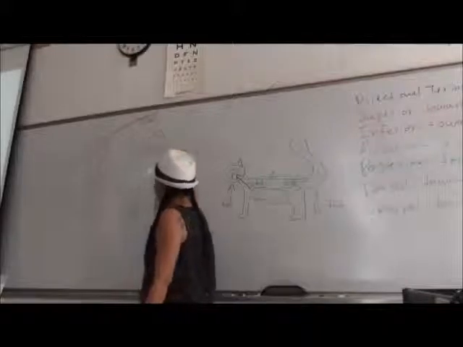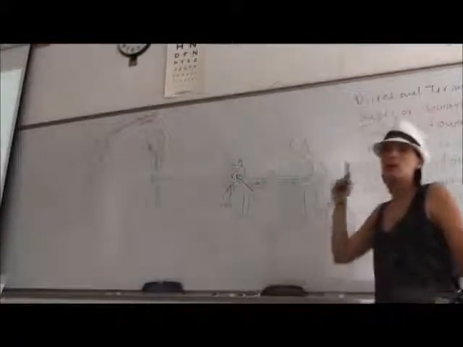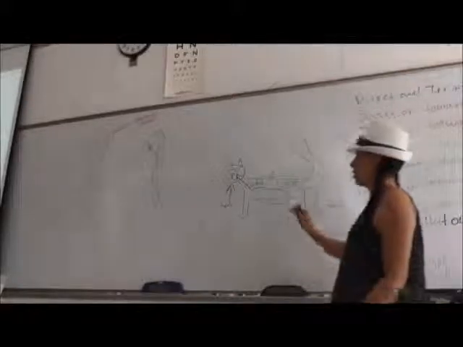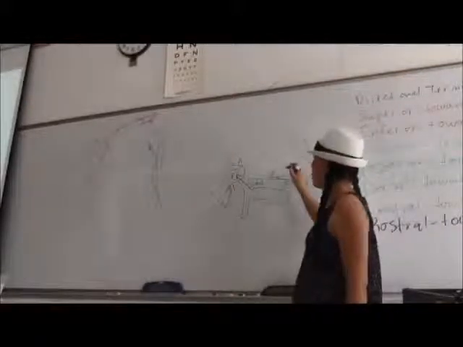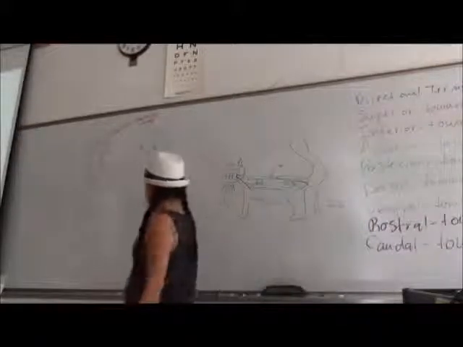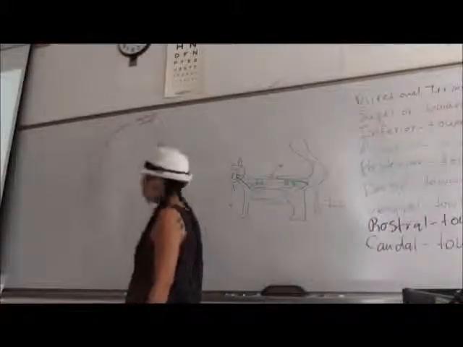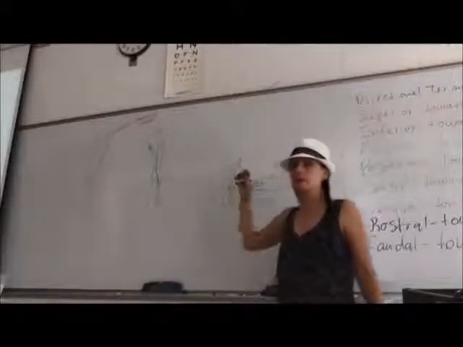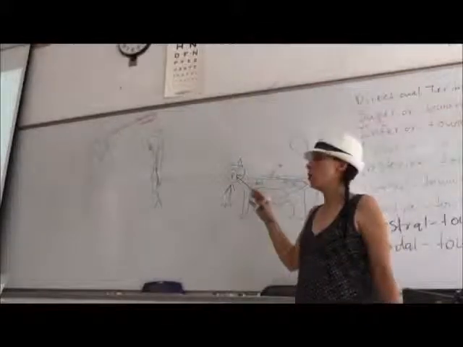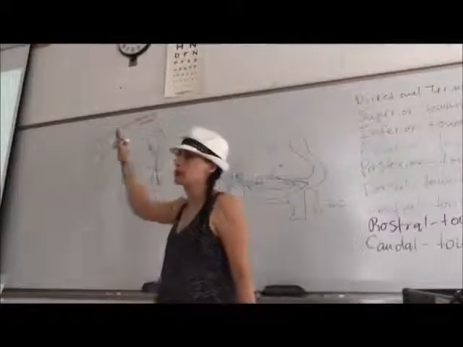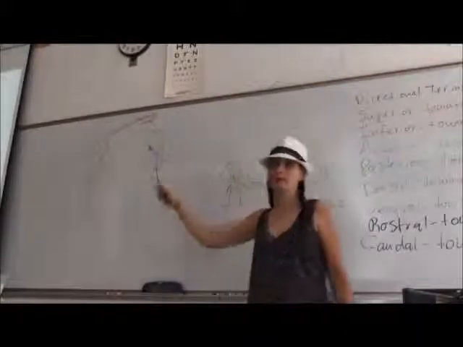Rostral, you can remember rostral is toward the nose because rostral sounds like nostril. The opposite of rostral is toward the tail, and it's called caudal. So we have a tailbone, so caudal for us is towards the tailbone. So it's kind of like inferior and posterior, where rostral is kind of like superior and anterior on us.